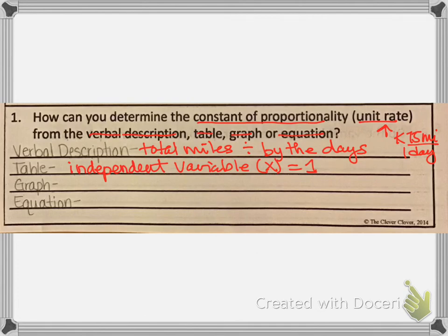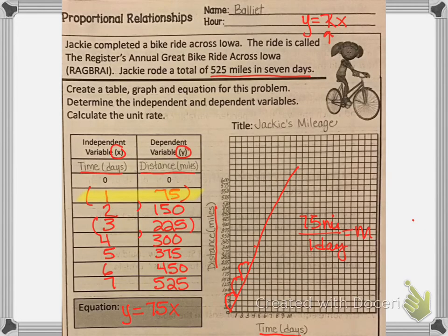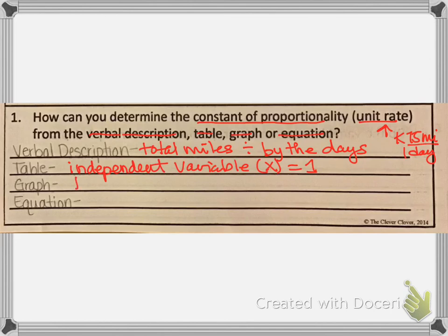Now, if it also asks, what if we were looking at a graph? Well, on a graph, we're looking for wherever it equals 1. We're looking at a unit rate, the x, as 1. And when we do that, we can see it's right here at 75. So we can look at the days for 1, and we'll see that the distance is 75. And that's how we know that it's 75 miles per 1 day.